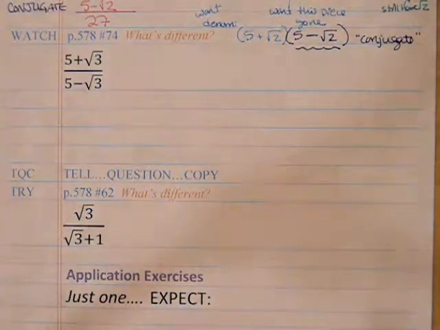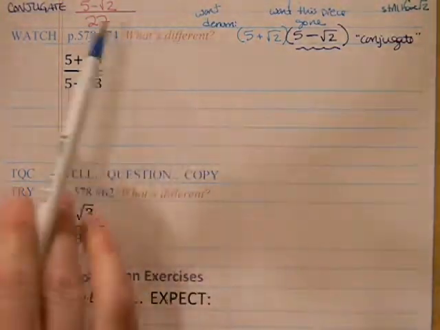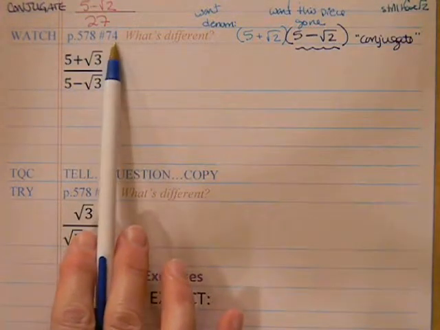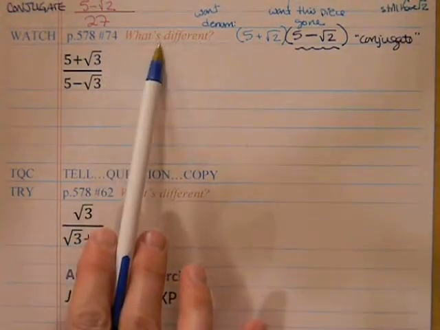Okay, here we are at the bottom of page 3, or the second part of page 3 here. I know we're kind of in the middle of the actual physical page. Looking at number 74, let's do this one together. What's different about this one?